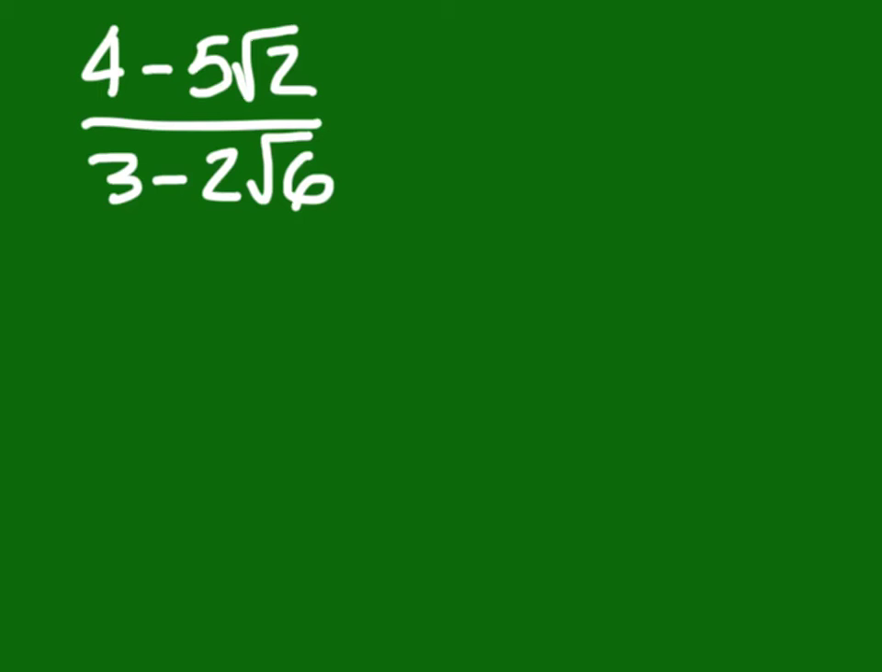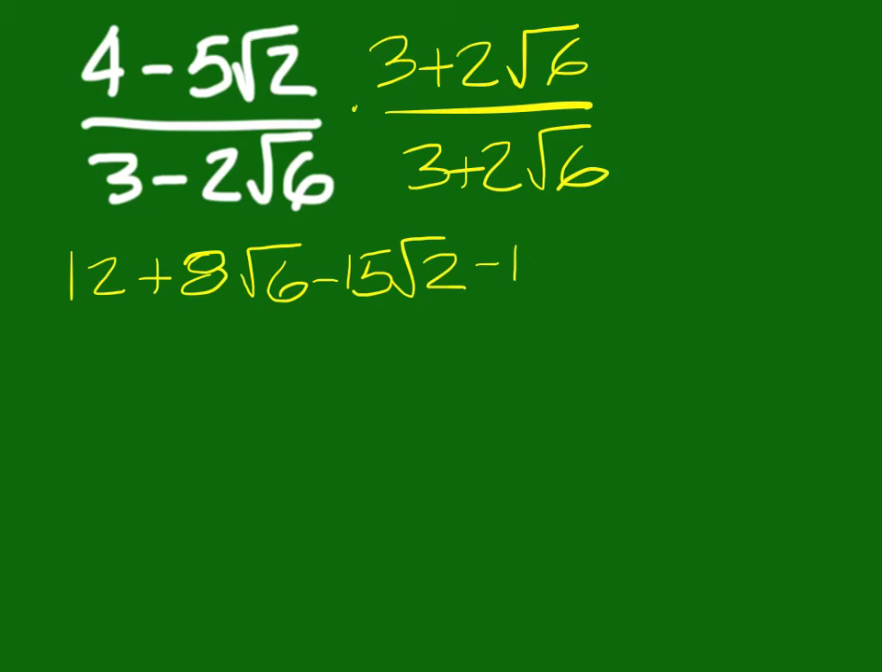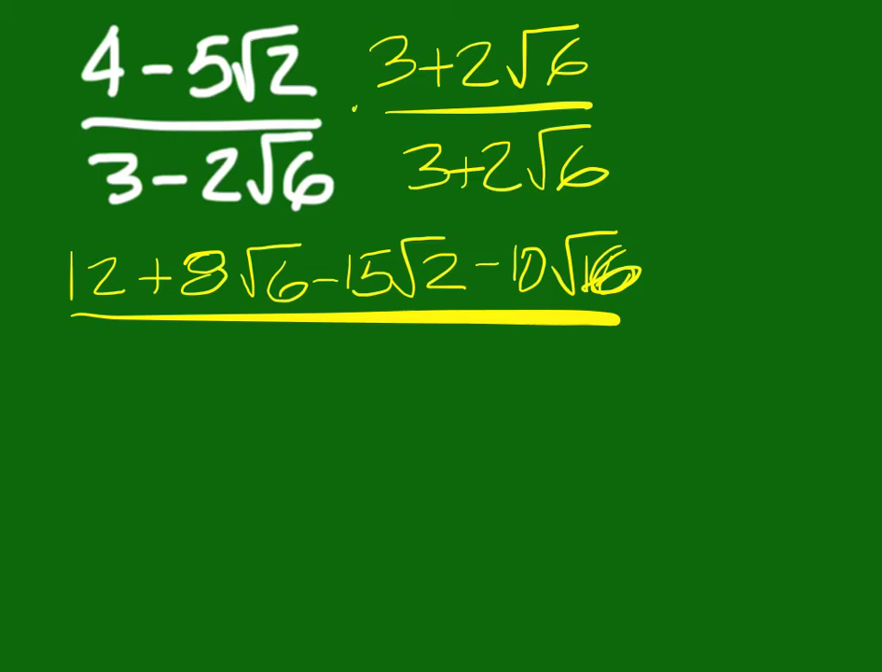On the practice problem, the 2 and the 6 under the square root signs are already simplified, so all we need to do is multiply the top and the bottom by 3 plus 2 square root of 6. When we do that on the top, we come out with 12 plus 8 square root of 6 minus 15 square root of 2 minus 10 square root of 6. And then on the bottom, we'll have 9 minus 4 times 6. That's 9 minus 24. That would be a negative 15.